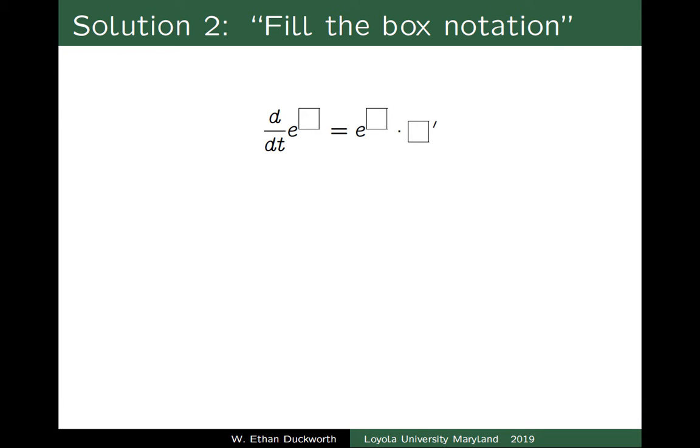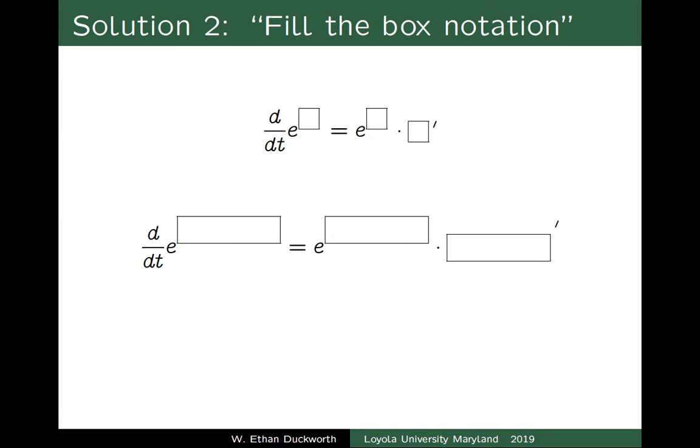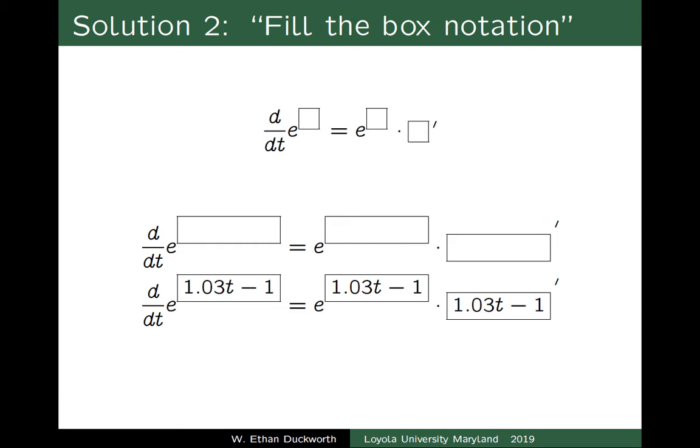Okay, so here's how the derivative looks in the chain rule box notation. The derivative of e to the box equals e to the box times box prime. And we will put something inside of those boxes. In fact, we'll put 1.03t minus 1 inside each box. So let me write it over again, but with a little more room to put that. And then now I'll show you how it looks when you fill that in.